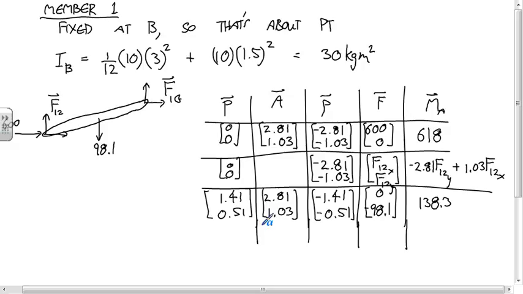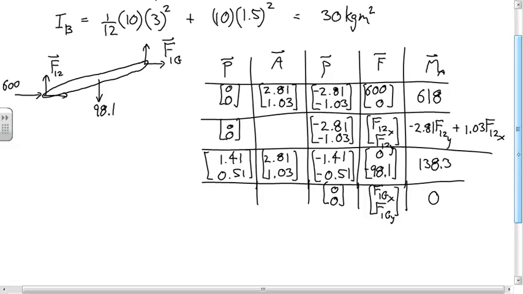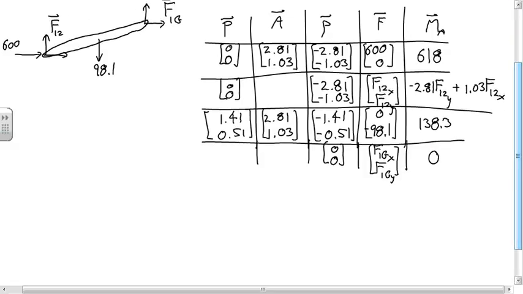Okay, and then there's one more. That's the force of the pin. Since it's acting at the about point, these are going to cancel. You're going to get a 0 row vector. The force is F1gx, F1gy, and you get no moment. Any questions about anything on there?